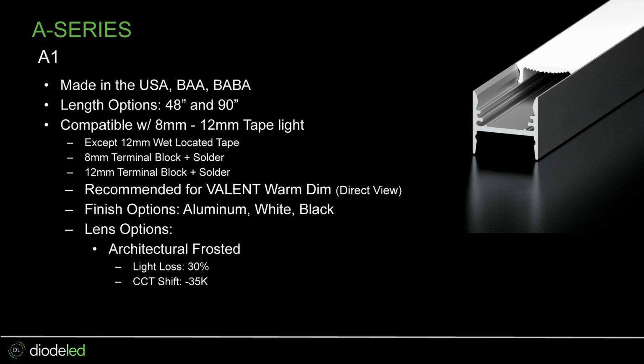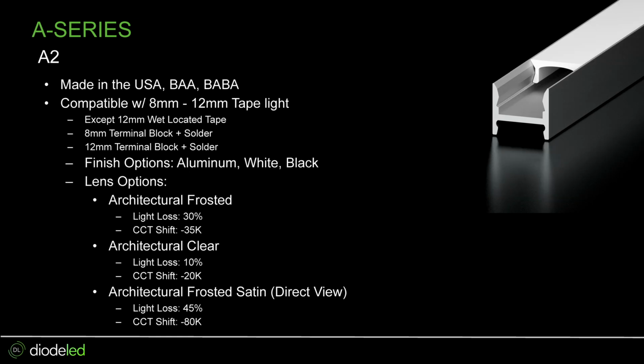And then the last thing I want to talk about is that I really highly recommend the A1 for anything with warm dim, specifically our Valent warm dim in direct view applications. And then we have the A2, really the little sister to the A1. It's the exact same form factor, but just smaller. And what I want you to focus on is it has all the other features of the A1, like made in the USA, things like that. It has the finish options as well, but we have 3 different lenses now with the A2 and the A3.